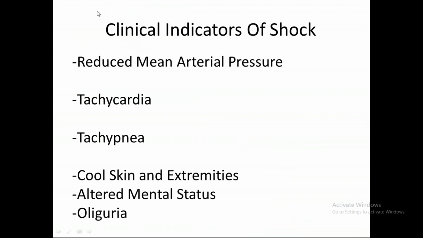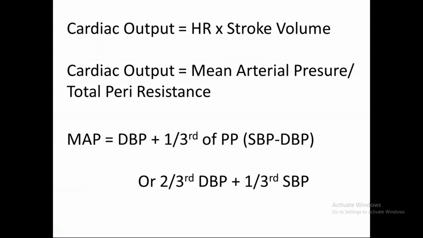There are various clinical indicators of shock, and this is how you will recognize that the patient is in shock. Of course, the first thing would be the patient would have reduced mean arterial pressure. The patient would have tachycardia, tachypnea. Most of the shocks have cool skin and extremities, altered mental status, and oliguria. We will go on each of them very soon.